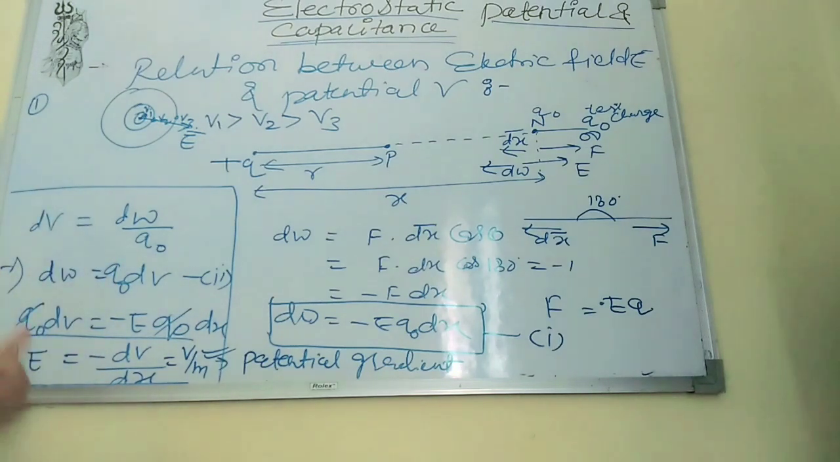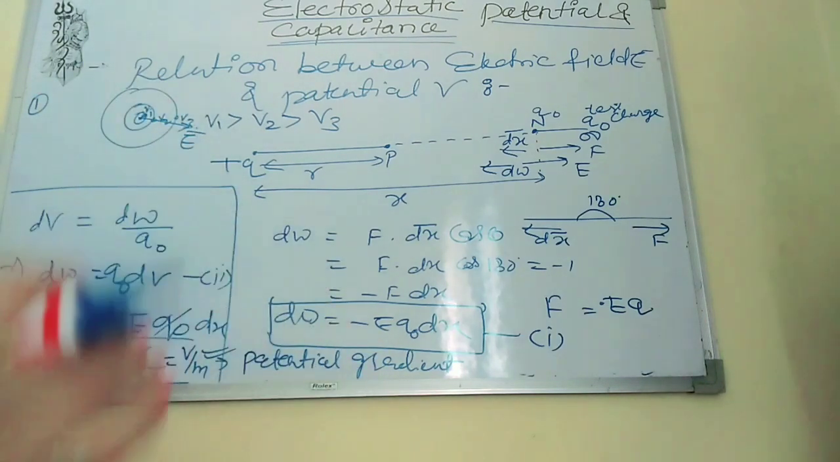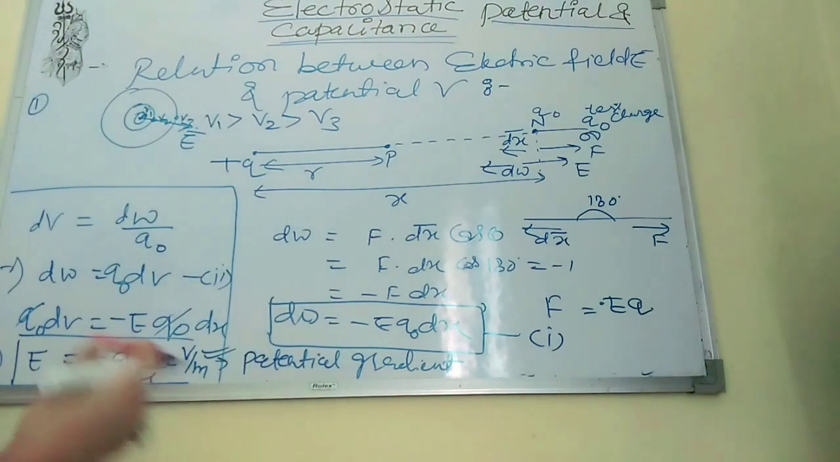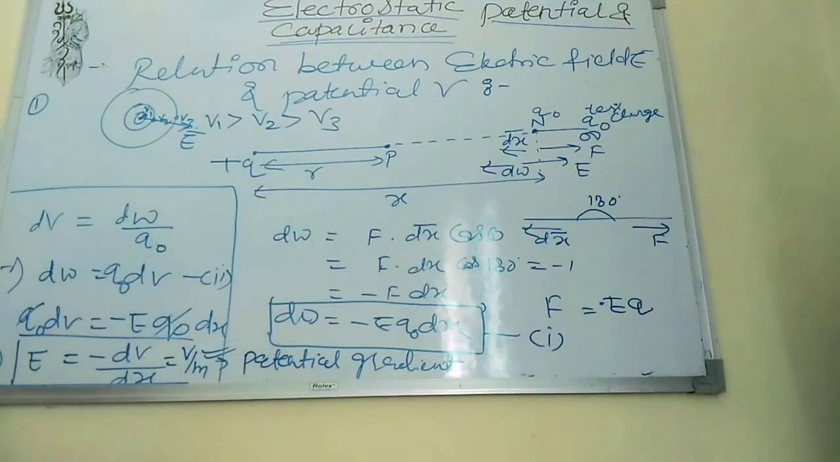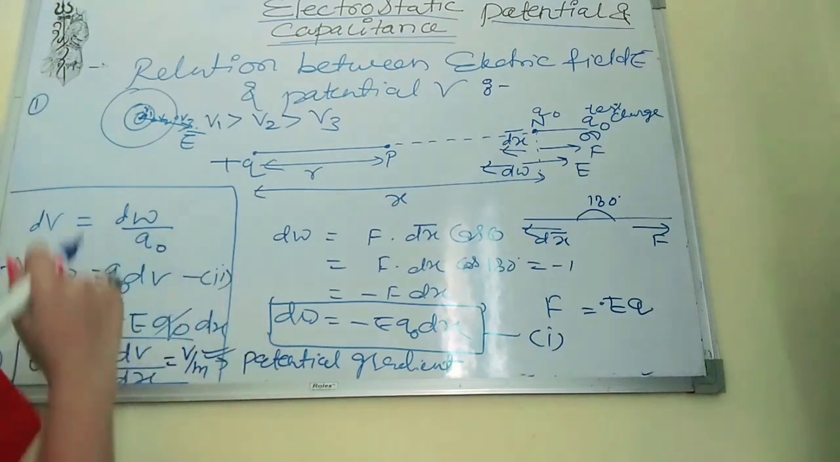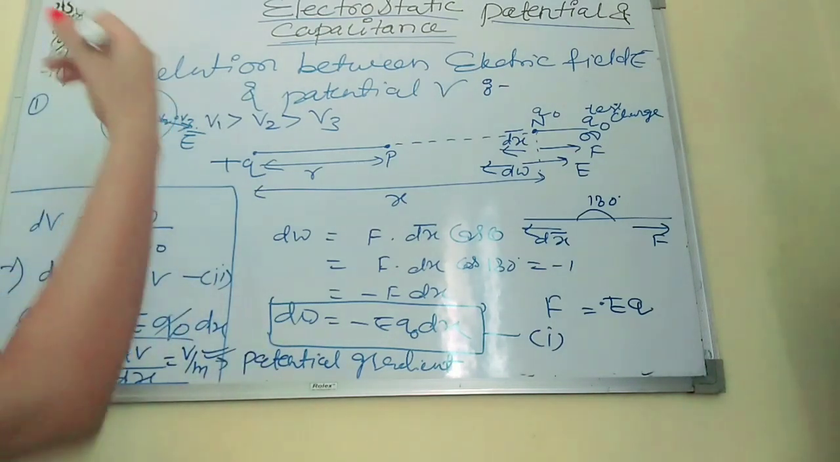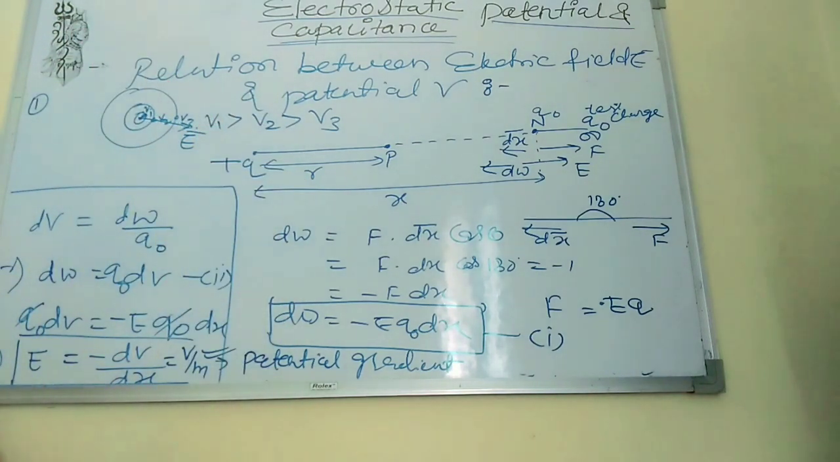First, the minus sign shows it is in a decreasing form. When the length increases, the potential decreases, and the electric field always appears from high potential to low potential. In the third point, we can also write the unit of electric field in the form of volt per meter because of this formula.